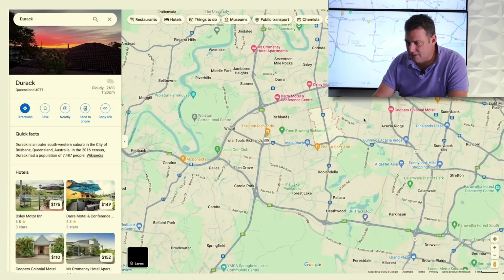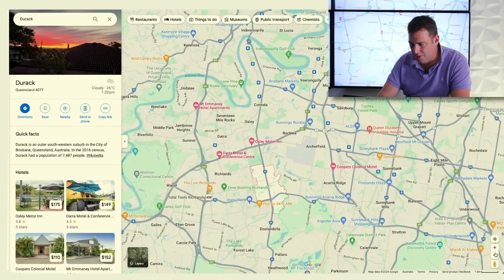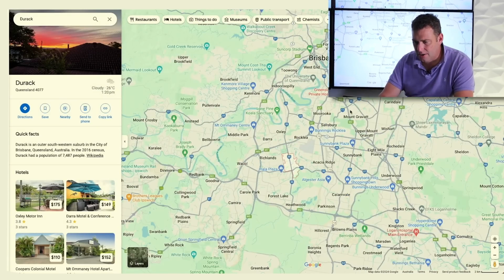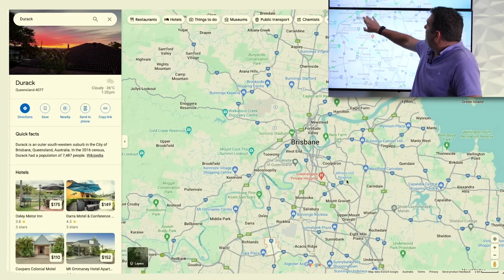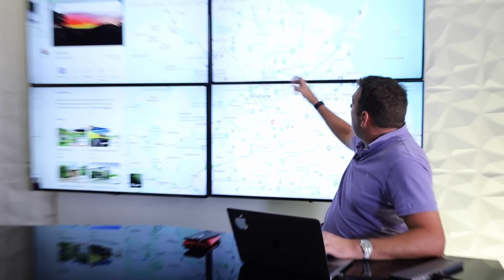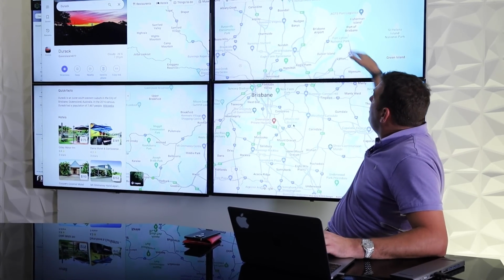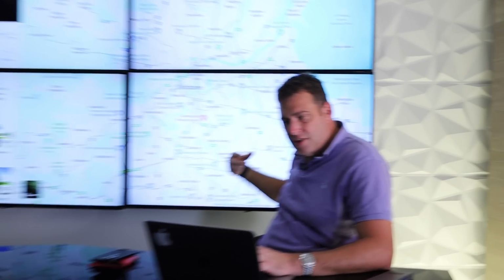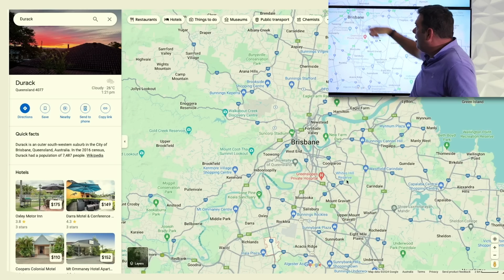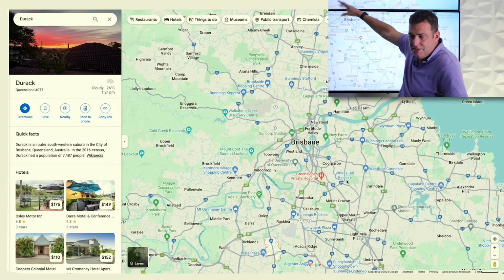so we can get our bearings. For those of you that are not necessarily overly familiar with the makeup of Durack, I'll talk you through this. So we have Brisbane CBD, core driver of utility. As mentioned before, Brisbane Airport, ocean, core drivers of utility. You've also got Gold Coast, larger block sizes here inland.